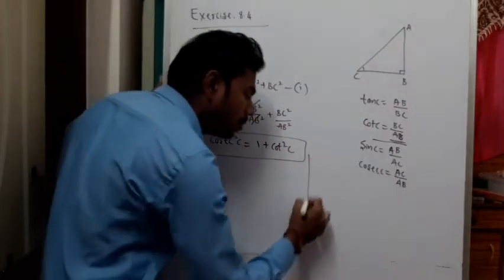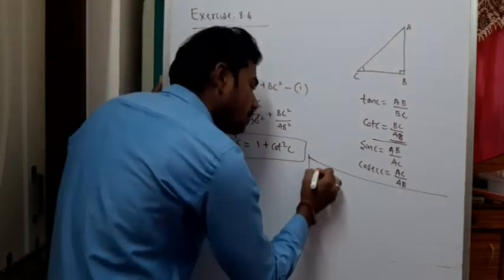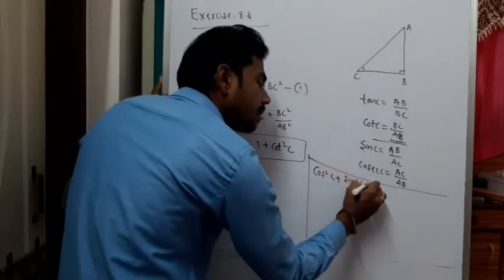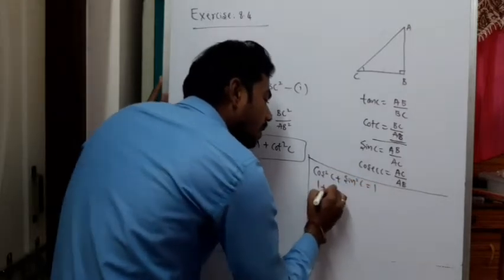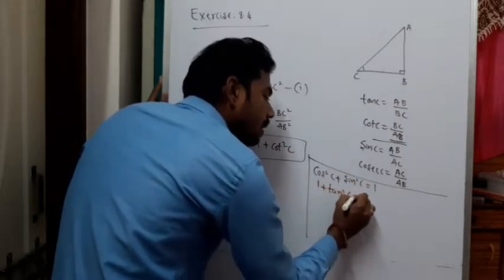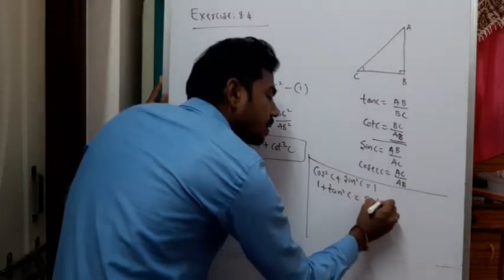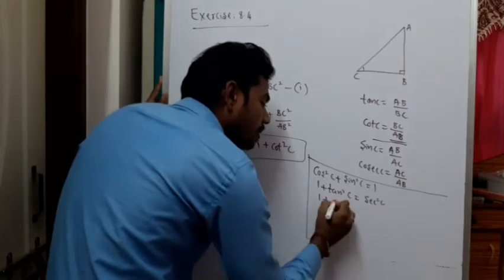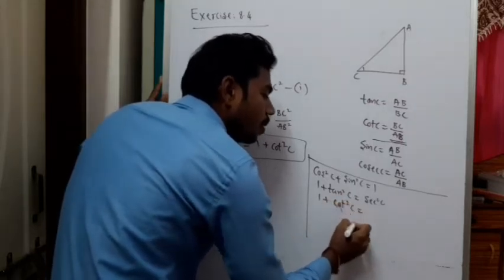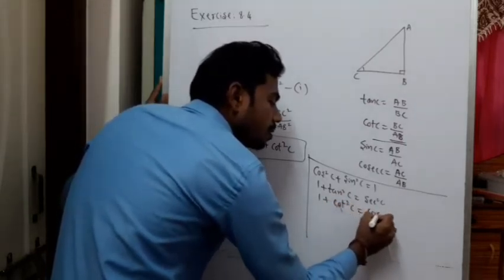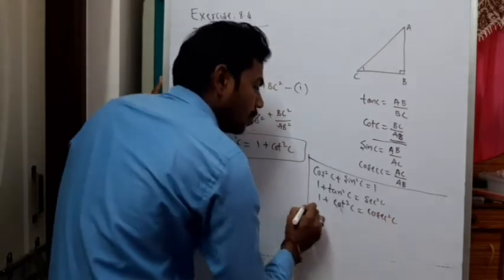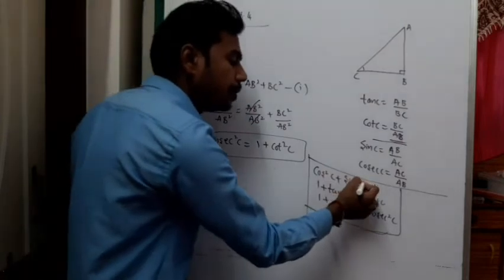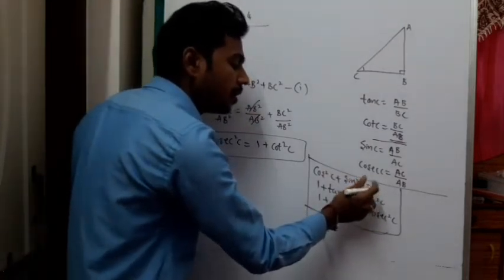So we will recollect the identities we studied. Cos square C plus sin square C is equal to 1. 1 plus tan square C is equal to secant square C. 1 plus cot square C is equal to cosecant square C. Please note this down. This is very important. These are the important identities you are going to use even in your future classes.